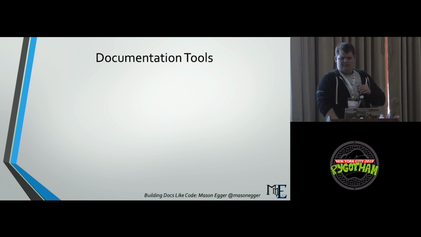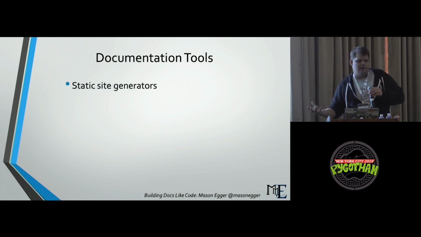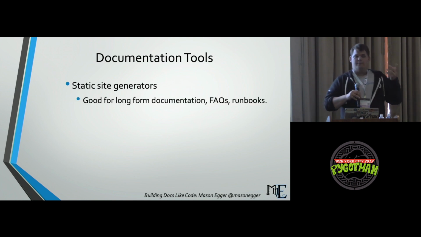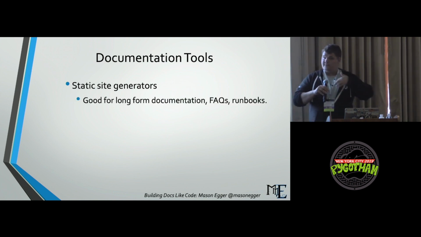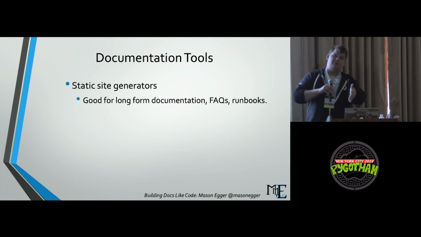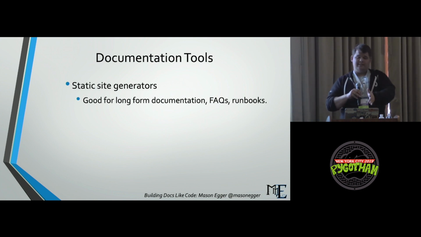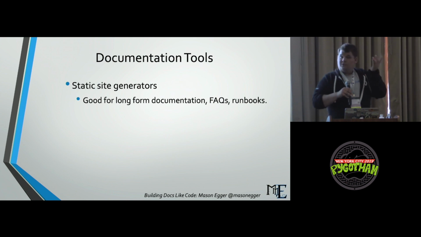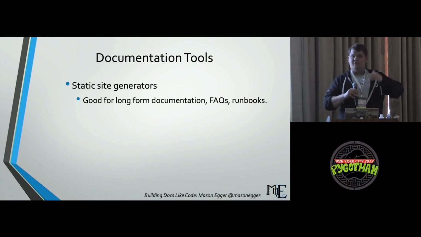So some documentation tools that we have at our disposal are static site generators. These are good for your long-form documentation, your FAQs, runbooks. Every single runbook on my SRE team back at Verbo was in this kind of documentation. Super easy to search, super easy to find, worked out really well. Stored in code, we could see versions of it whenever we knew we had to upgrade.